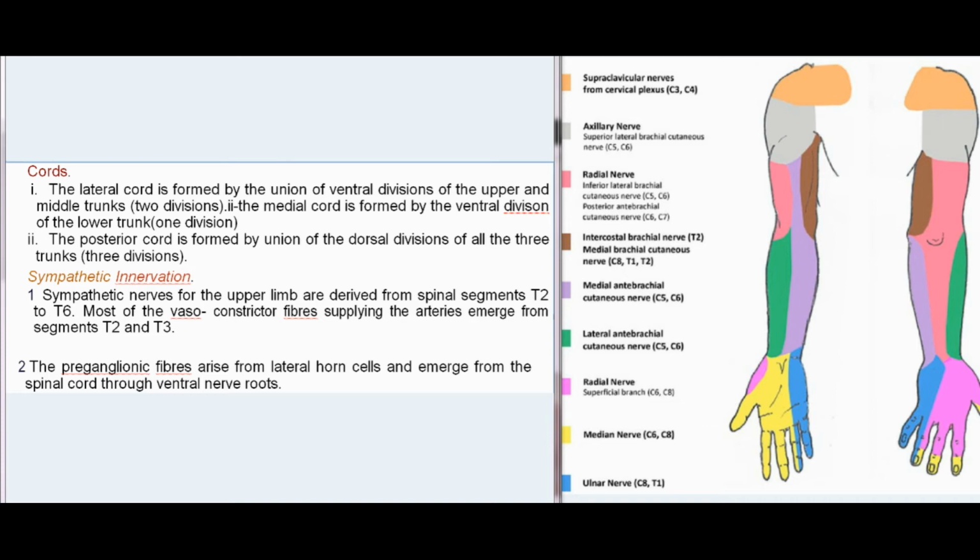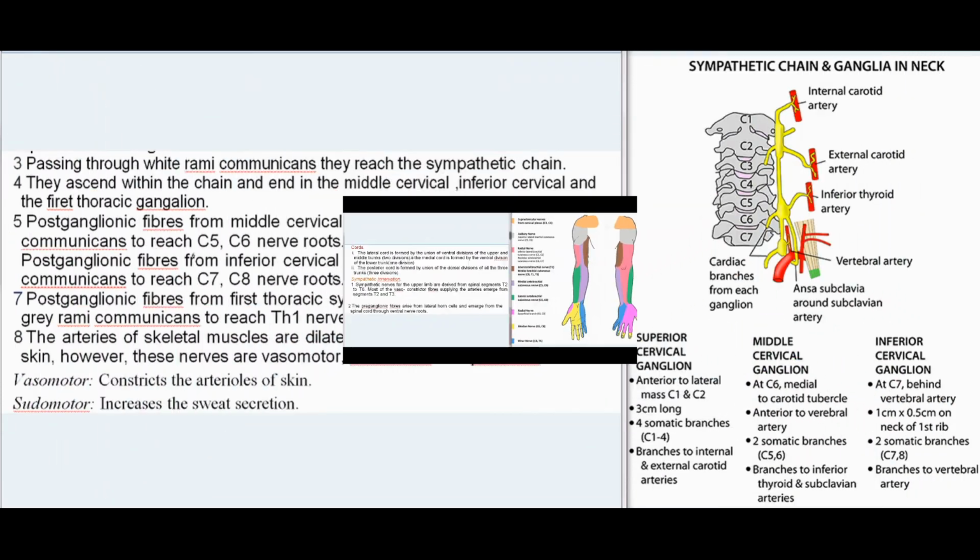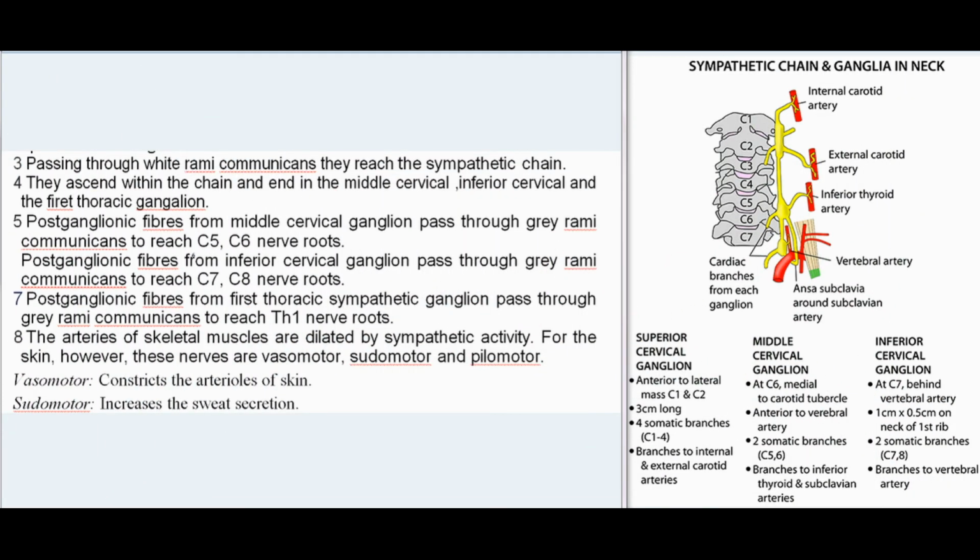Sympathetic innervation. 1. Sympathetic nerves for the upper limb are derived from spinal segments T2 to T6. Most of the vasoconstrictor fibers supplying the arteries emerge from segments T2 and T3. 2. The preganglionic fibers arise from lateral horn cells and emerge from the spinal cord through ventral nerve roots. 3. Passing through white rami communicantes they reach the sympathetic chain. 4. They ascend within the chain and end in the middle cervical, inferior cervical, and the first thoracic ganglion.